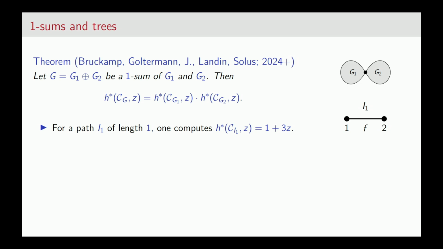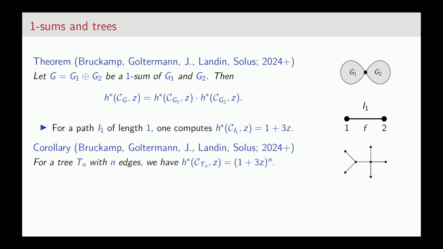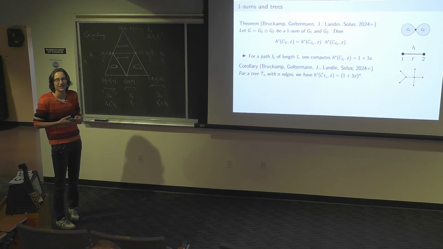Okay, so from this, we now directly get that the H-star polynomial for any tree is just 1 plus 3c to the n, because you can build a tree by just adding edges and gluing them along a vertex. In particular, this directly recovers the normalized volume by just plugging in 1. And that's why I said you shouldn't read the other paper, because it's easier here. Or not all of the other paper, let's say, at least not the tree part.